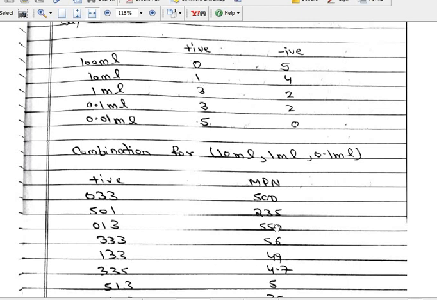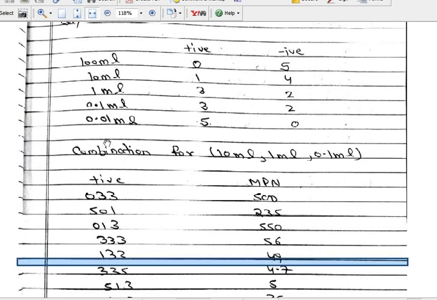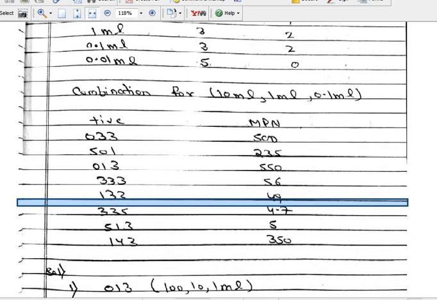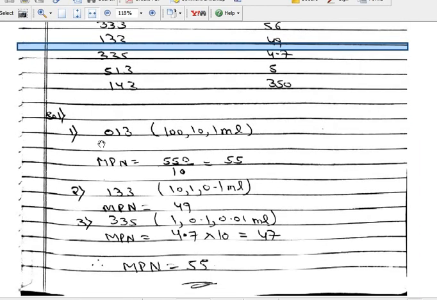So one we got 55, another we got 49. And the third one is 1, 0.1 and 0.01. This corresponds to 3, 3 and 5. And 335 corresponds to 4.7. So it will be multiplied by 10. So it becomes 47. So this is what is done here. For 013, 550 divided by 10, so it is 55. For the 133 combination, it is directly 49. And for the 335 combination, it is 47.